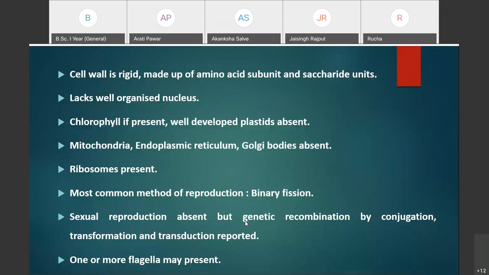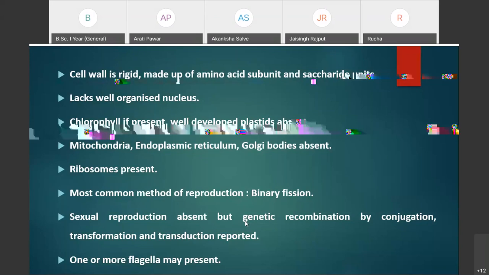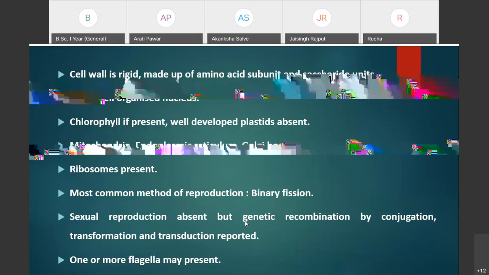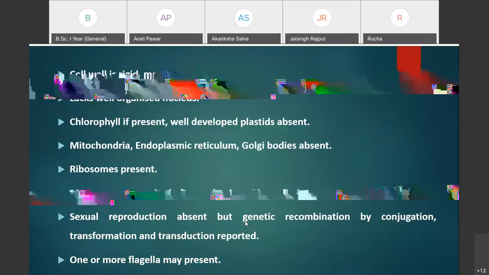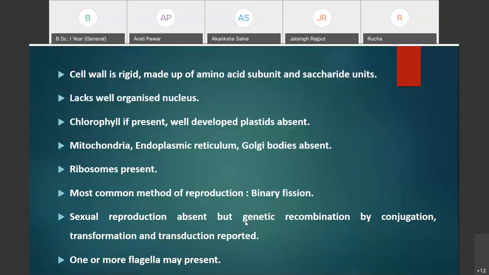Here we can see that in bacteria reproduction takes place by two methods: the first is the asexual method and the second is the sexual method. Typically it is not sexual reproduction; it is more appropriate to refer to it as recombination. Asexual reproduction takes place by various methods like binary fission, budding, and formation of endospores, but binary fission is the most common method of asexual reproduction in bacteria. Sexual reproduction does not exist here. In sexual reproduction, male gametes and female gametes are formed and fuse, which we call the fertilization process, and then genetic recombination takes place.